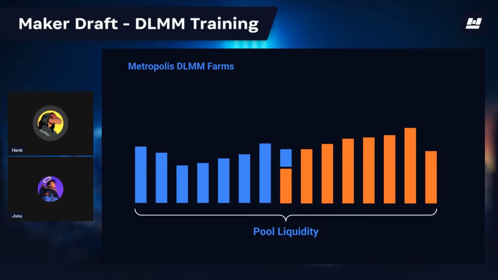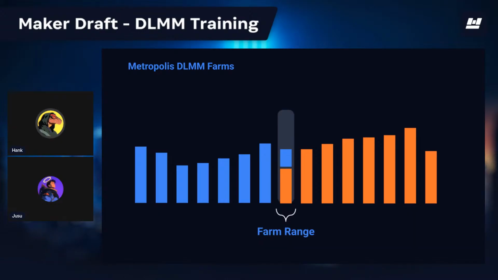Now, you also have farms. And here, the farms that Metropolis has are not any external scripts or something. This is also built in, and it always rewards the active bin. So rewards are given to liquidity in this bin. And you can see it's always a little grayish behind where the active bin is being rewarded.